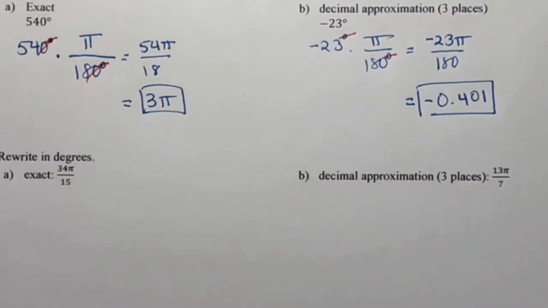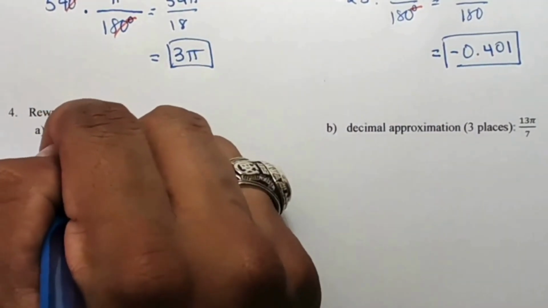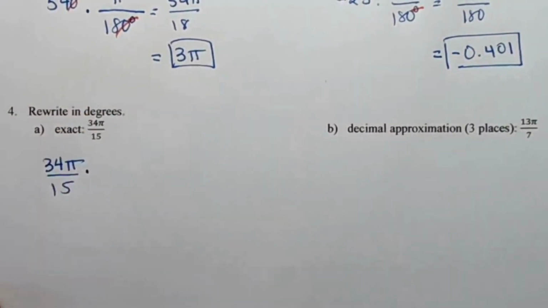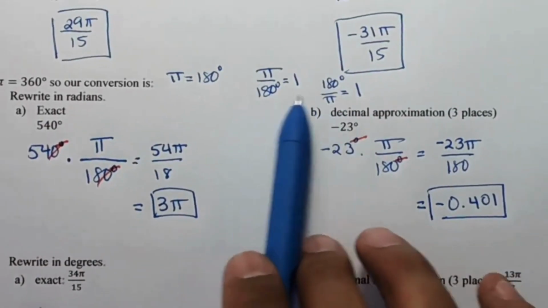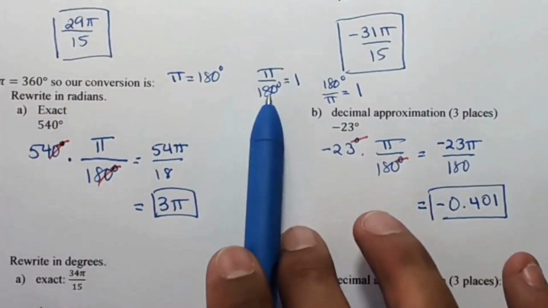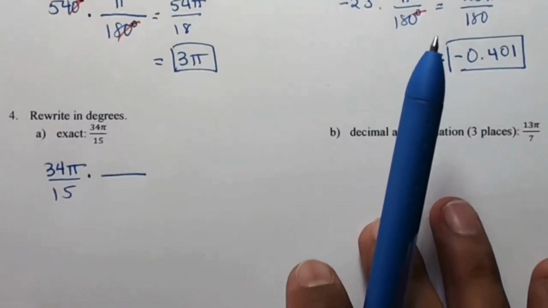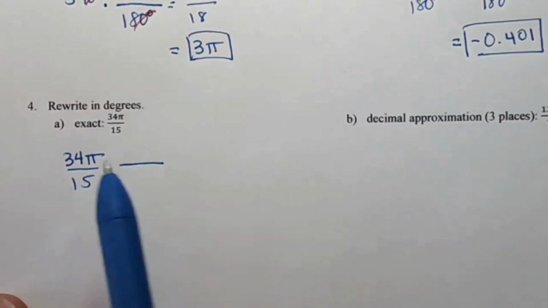Well, what about number 4? Now, how do I rewrite something that's in radians and put it into degrees? Well, again, I'm going to do my dimensional analysis. So 34 pi over 15, and I'm going to multiply it by 1. Again, my 1s look different depending on what I want. I can do pi over 180, which I did here, or I can multiply by 180 over pi, which I'm going to do here because I need to cancel out this pi.